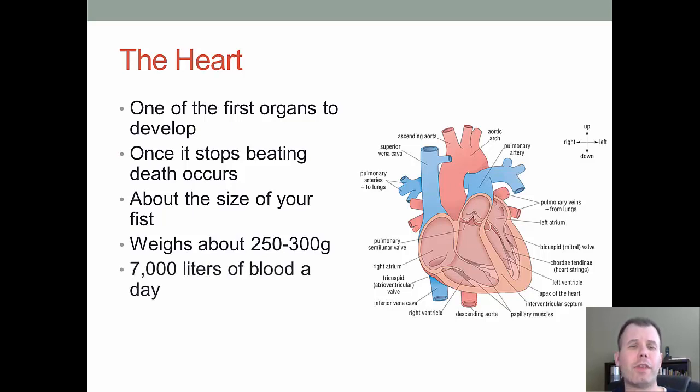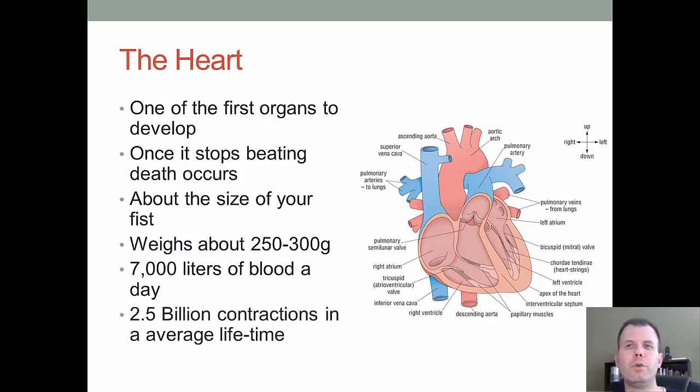And it pumps about 7,000 liters of blood a day. Now, if you did see the blood video, you remember that I told you that you have about 5.5 liters of blood in your body in men and about 4.5 liters in women. So 7,000 liters means you're constantly recycling your blood throughout the day, and your heart continues to beat even when you're asleep. So you think about 24 hours, that's 7,000 liters in every 24 hours. And so that's a lot of blood that it pumps through your heart. So you constantly are recycling your blood again and again and again.